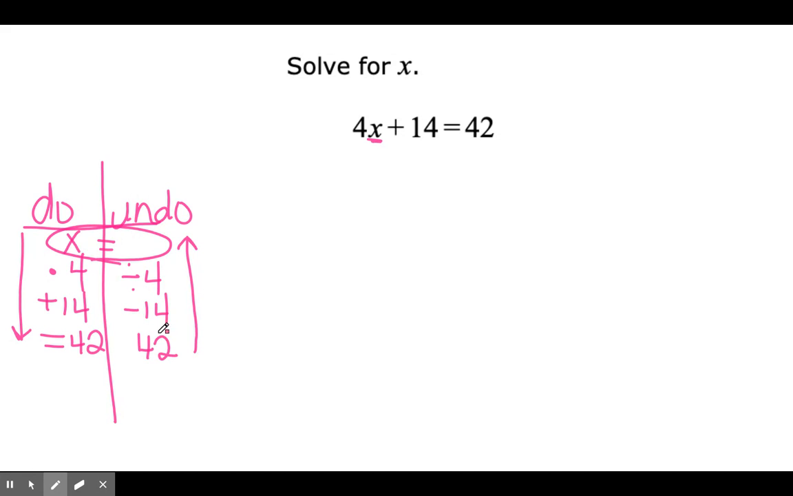So 42 minus 14 equals 28. And then 28 divided by 4 is 7. So my answer is 7.